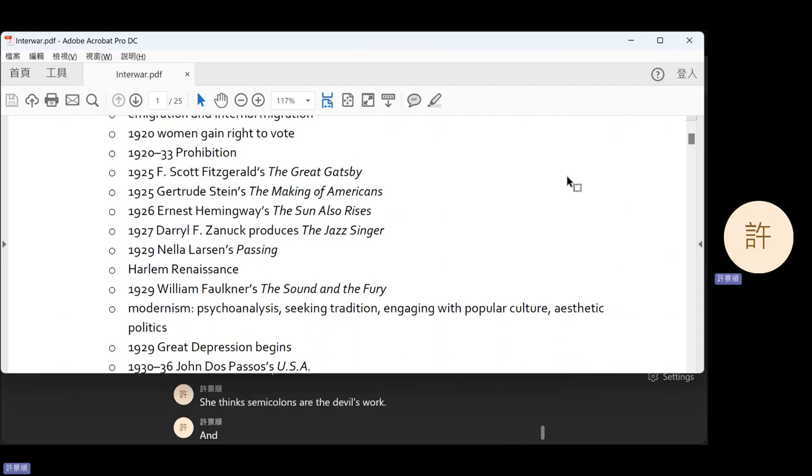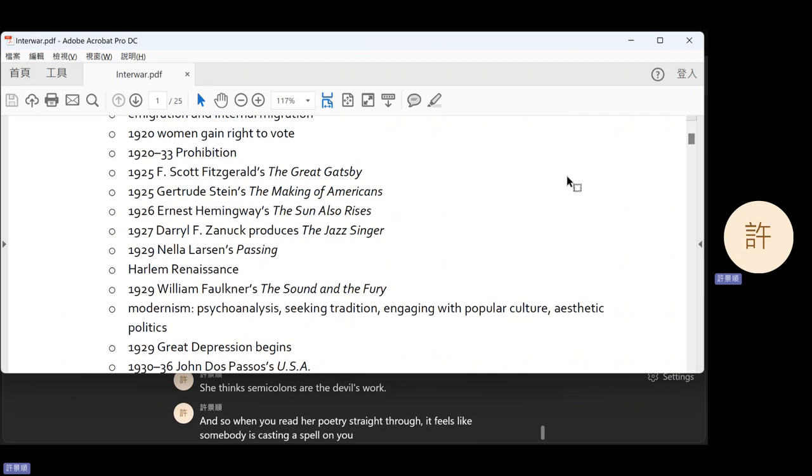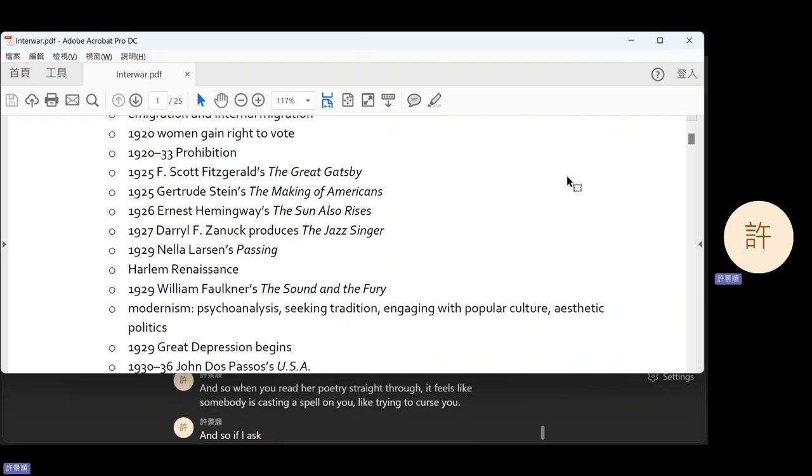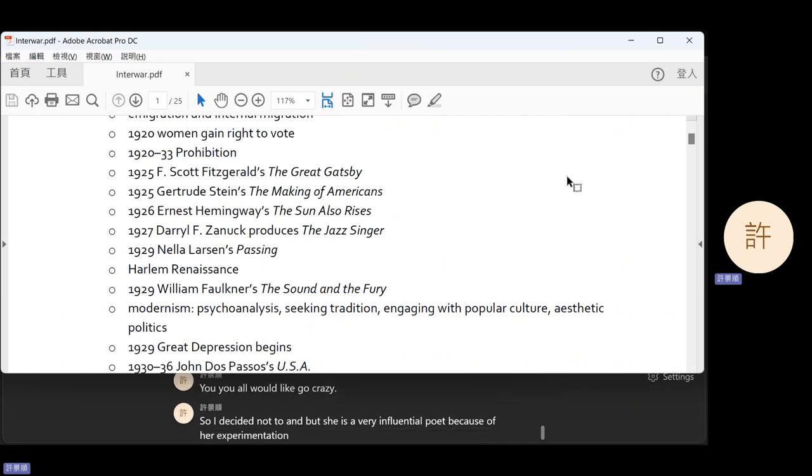And so when you read her poetry straight through, it feels like somebody is casting a spell on you, like trying to curse you. And so if I asked you to read her poems and then I asked you, like, what does this mean? You all would go crazy. So I decided not to. But she is a very influential poet because of her experimentation with the word and the sentence.